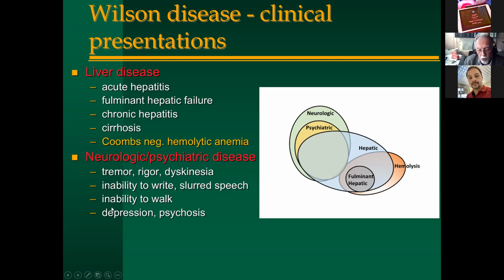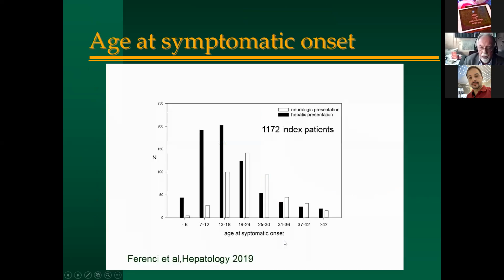And then there's a whole group which is not very well explored, patients with depression and psychosis. And you see on this side of the slide that these presentations overlap. In the middle, you have hepatic presentation, and you can have every combination with neurology, psychiatry, and hemolysis with hepatic disease. A very important point for diagnostic purposes is that it is not a disease of the young people.